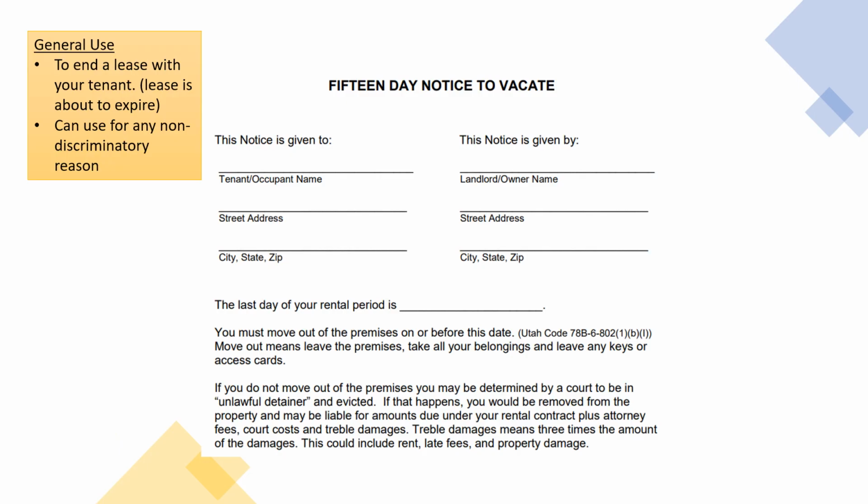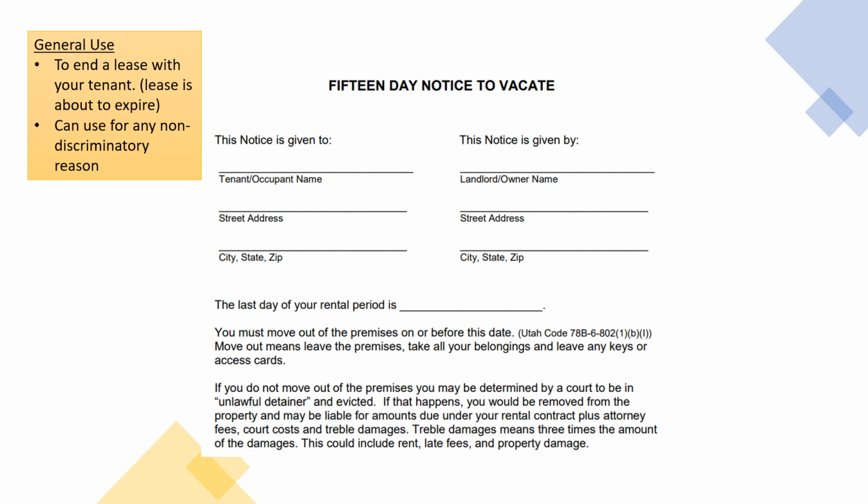The first notice is a 15-day notice to vacate. This notice can be used to end a tenancy that does not have a set end date. This can include a tenancy that goes from month to month or some other rental period. The landlord does not have to have a reason for wanting the tenant to vacate. The notice must be served at least 15 days before the end of the rental period. Otherwise, the tenant can stay until the end of the next rental period.